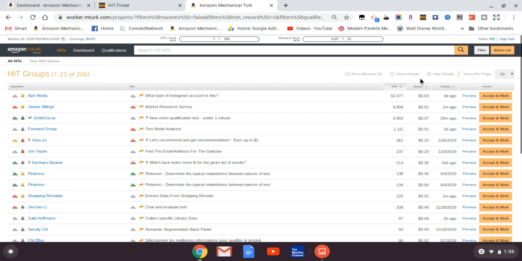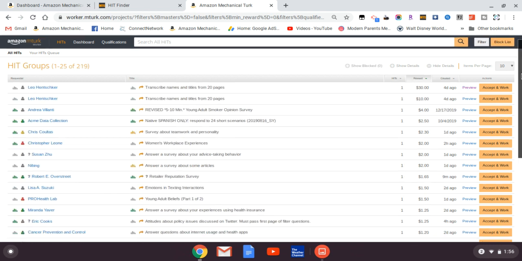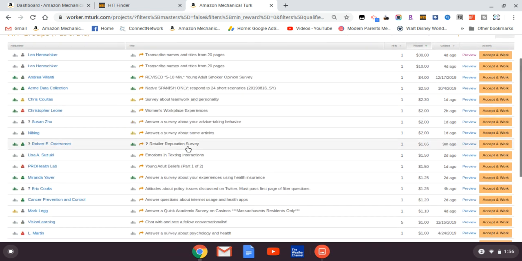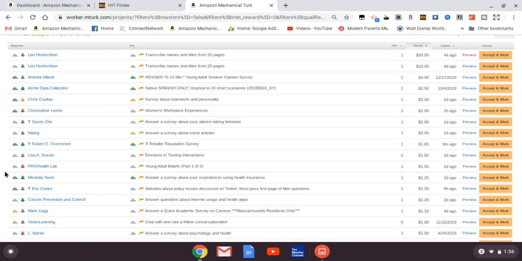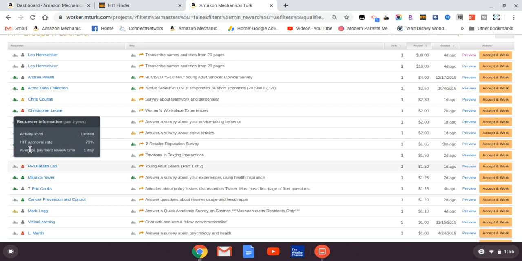Then I sort by reward to see the higher reward stuff that's here. Again, with the question marks here, you can see, in this case, this Robert Overstreet, I've actually accepted one and it's in my queue right now. So I know that I've already accepted it, so I won't be looking at that.